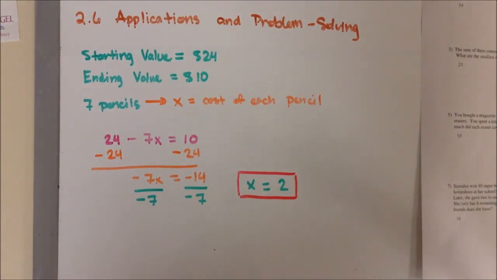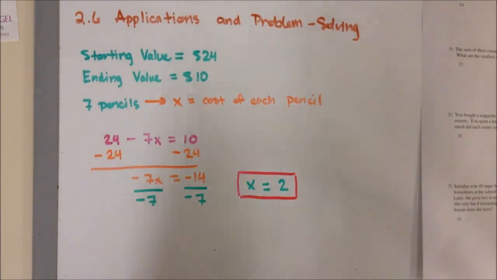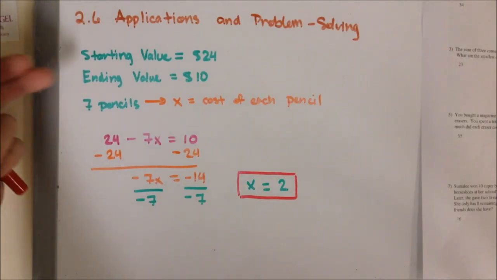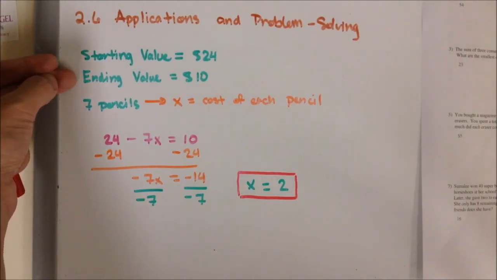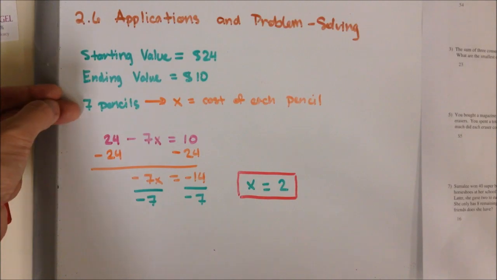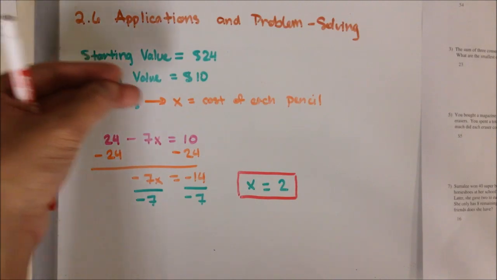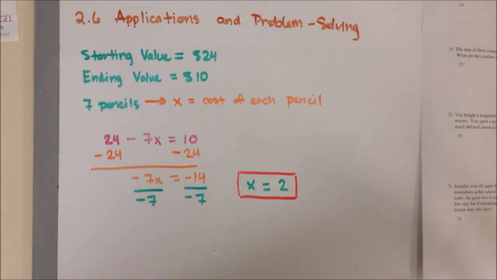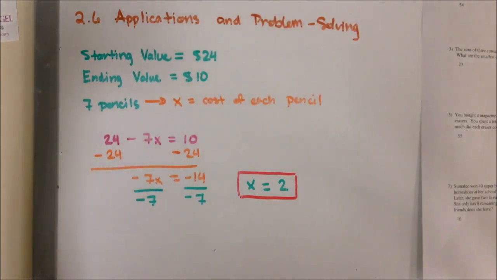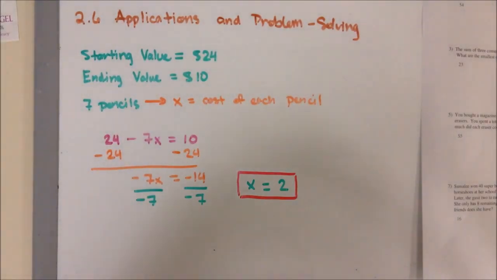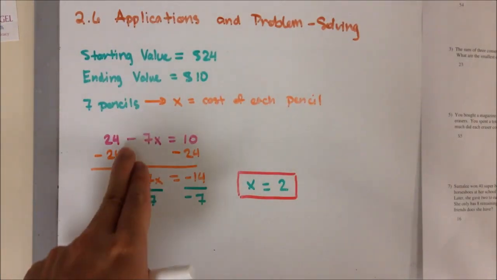And that's all we had to do. For this problem, be very careful. It was a little bit different process. We had a starting value of $24 and an ending value of $10, with 7 pencils bought, and x was the cost of each pencil. To review and repeat, with a starting value of $24, when Aaliyah bought pencils, she ended up spending money, therefore taking money from our starting value, hence subtraction.